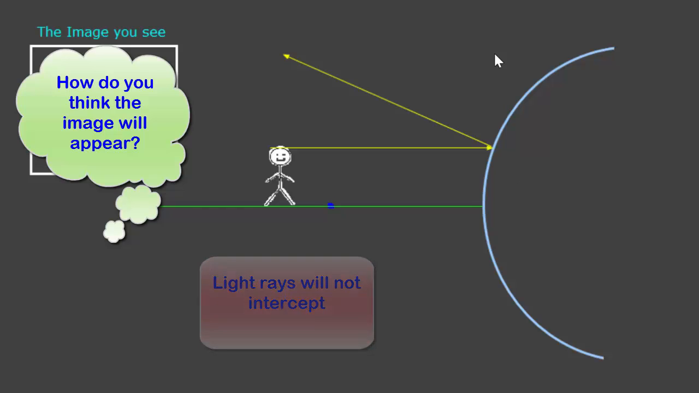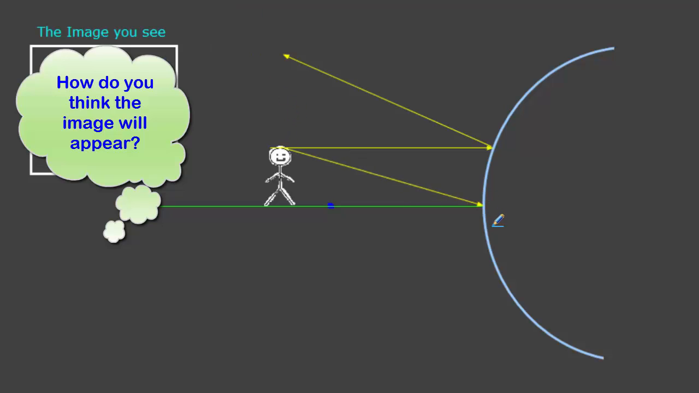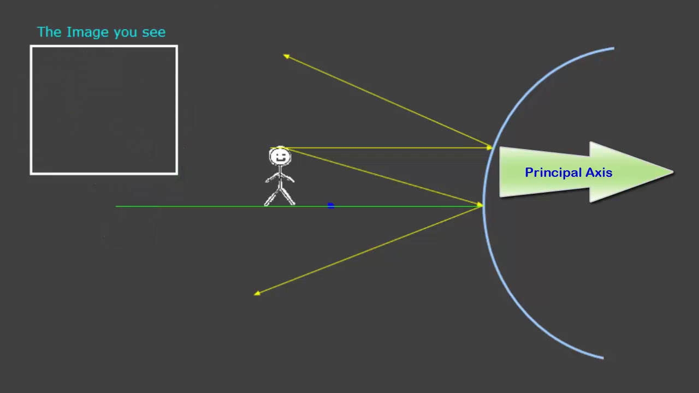Our next ray, going from our height to our principal axis, is going to be reflecting away so that I and R are going to be equal. Now, because these rays aren't going to intercept, it makes it hard for us to form an image. So the image that we're going to be seeing is going to be virtual.